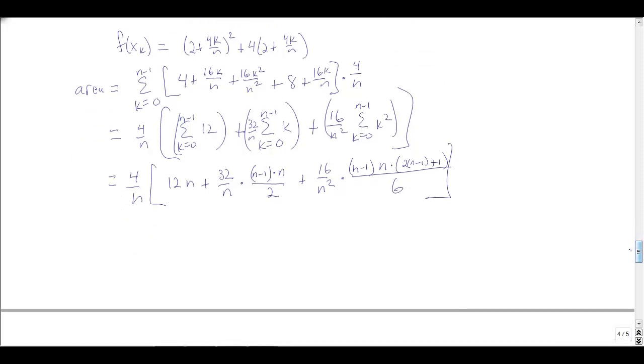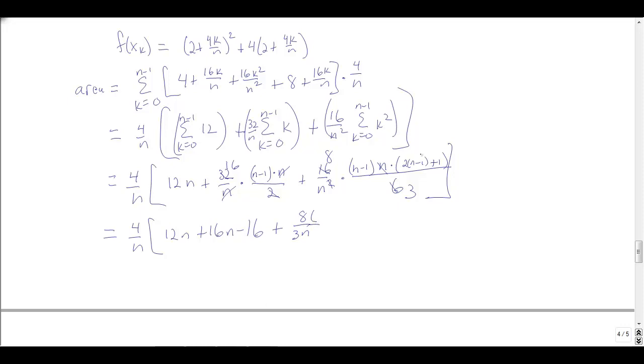And then we can clean this up a little bit. So we'll have a 4 over n times 12n. See, these n's cancel. I'm going to get, let's see, 32 over 2. That leaves me with a 16. So that's plus 16n minus 16. Here, I can cancel a 2 out of the 6 as a 3, leave the 16 as an 8 here. This n squared, I can cancel one of the factors of n with the n there. And so I'm going to get a plus 8 over 3n.